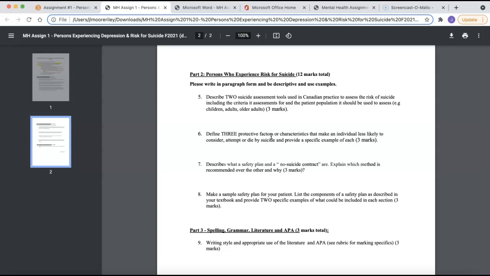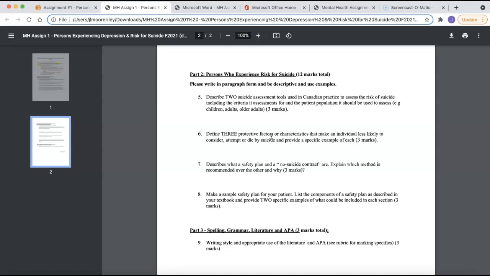Number 6 is you're going to define 3 protective factors or characteristics that make an individual less likely to consider, attempt, or to die by suicide, and provide specific examples of each. Again, we're so used to looking for risks. I also want to develop your ability to see what kind of things the patient has going for them that will help us protect them, and what do those look like.